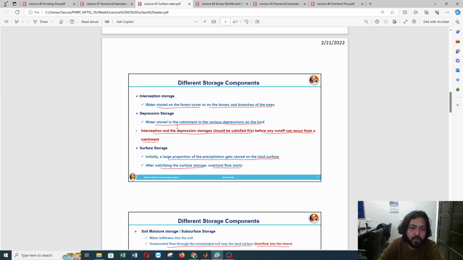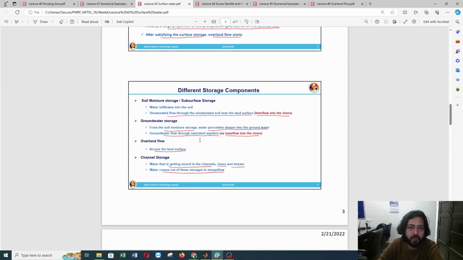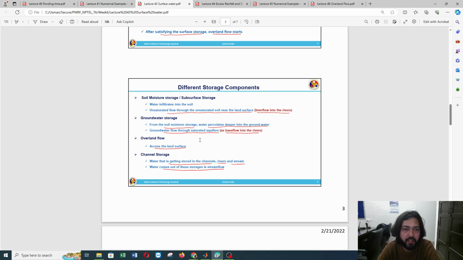The other is called depression storage. This kind of storage happens when there is a depression on land. Depression storage can be in the form of a lake, or it can be in the form of small ponds. Then next is subsurface storage. Subsurface storage happens when the water infiltrates into the soil, and then there is unsaturated flow through unsaturated soil near the land surface, interflow. In the previous lecture we talked about 2 types of flow.